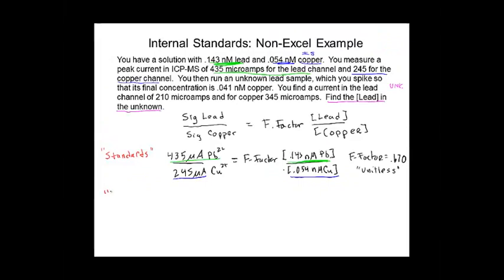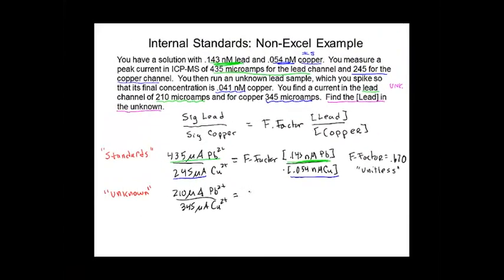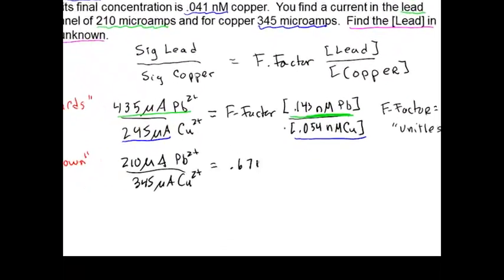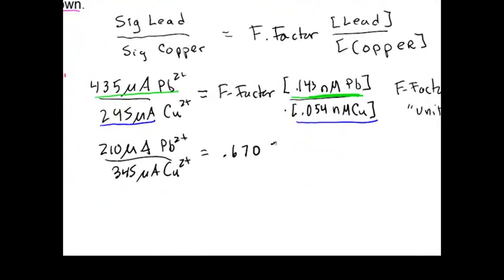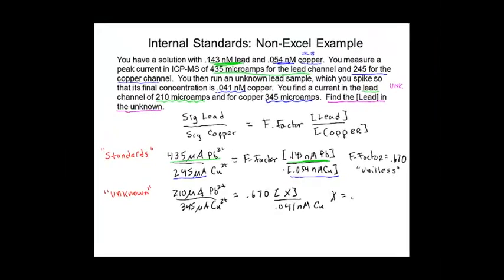Now we're going to move on to information about our unknown. In this case, our signals are given in the problem, so we know something about those signals. I'll use the same colors. Our F factor is going to be the same, and we do not know the concentration of our lead, but we do know, because it was the internal standard, the concentration of our copper. And so you can solve for X to be 0.0372 molar, or if you want to take sig figs into account, probably better to do 0.037 molar, because 2 sig figs is what we use for this problem.